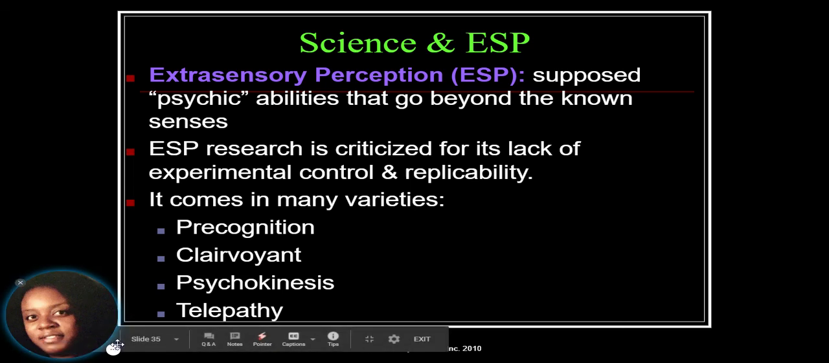And that's everything you guys need to know about sensation and perception.